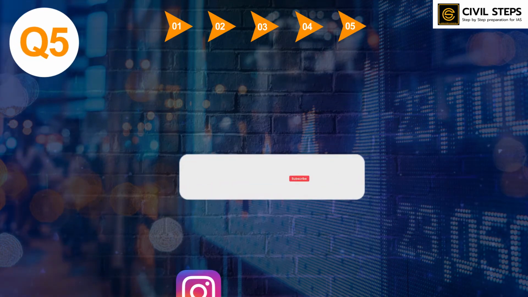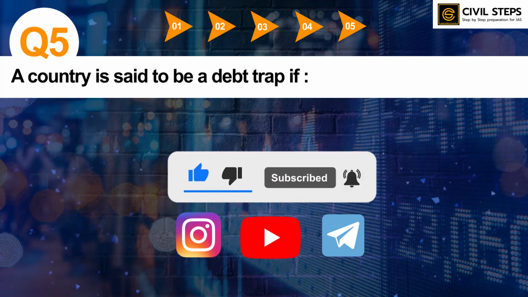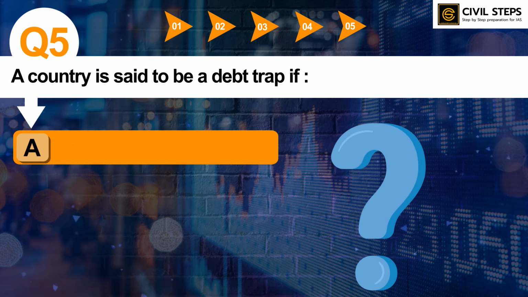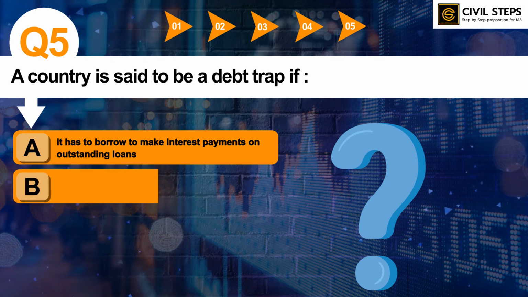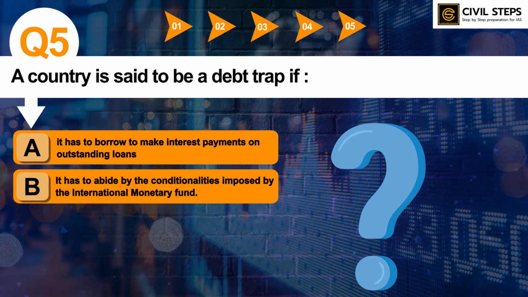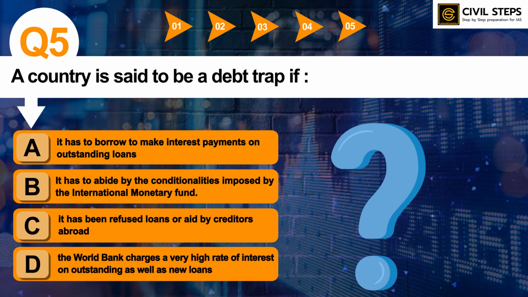Now let us discuss the final question of this video. So the question is, a country is said to be in a debt trap if option A, it has to borrow to make interest payments on outstanding loans. Option B, it has to abide by the conditionalities imposed by the International Monetary Fund. Option C, it has been refunded loans or aid by creditors abroad. Option D, the World Bank charges a very high rate of interest on outstanding as well as new loans. So you can pause this video and write your answer in the comment section.